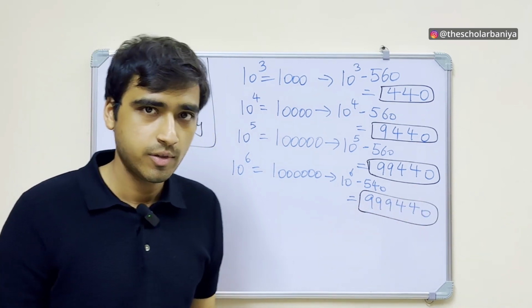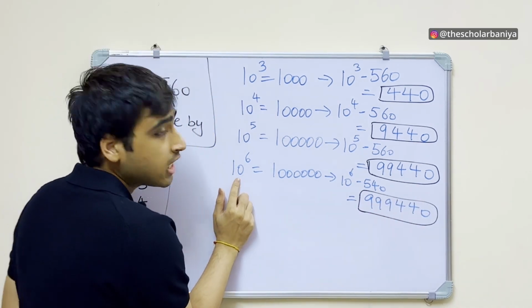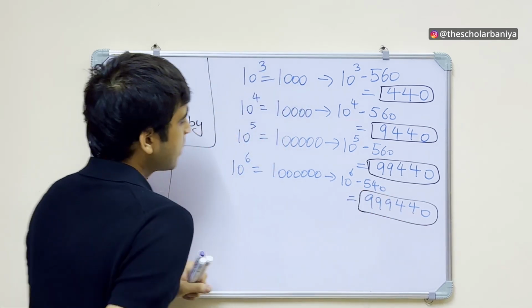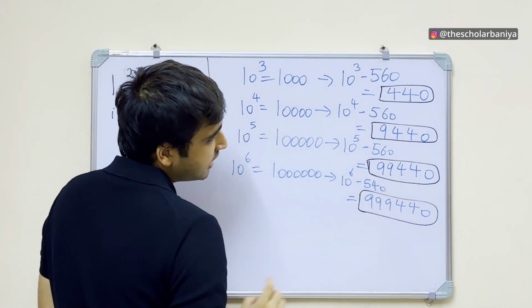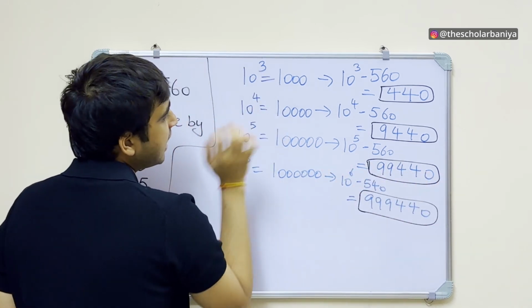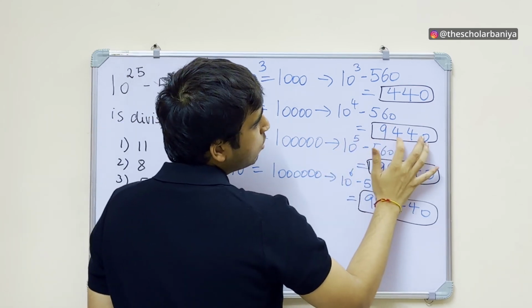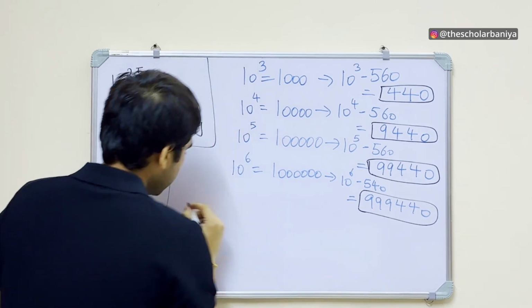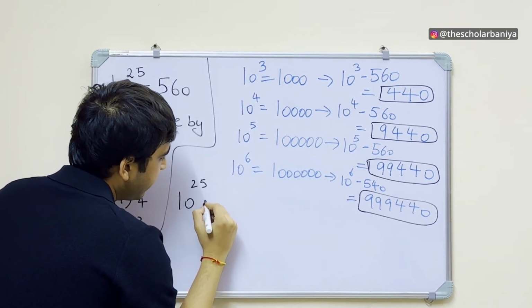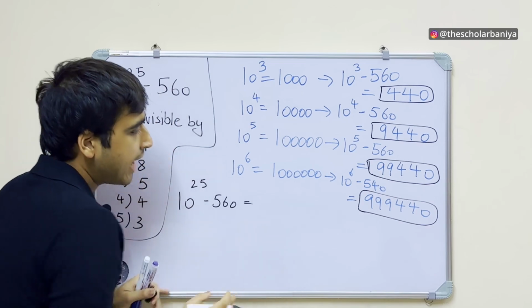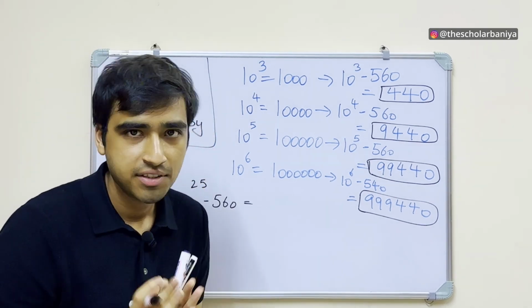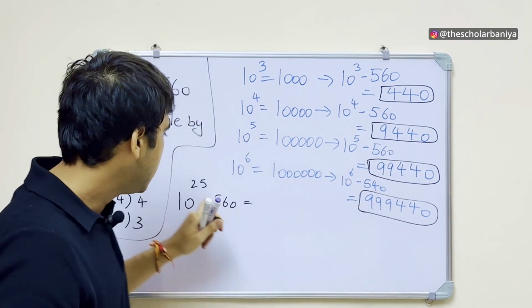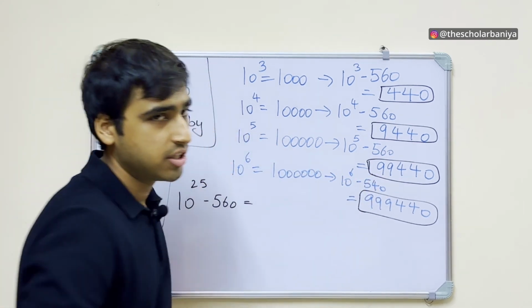For example, this is 10 to the power 6. How many digits are there? 1, 2, 3, 4, 5, 6. This is 10 to the power 5. How many digits are there? 1, 2, 3, 4, 5. This is 10 to the power 4. How many digits are there? 1, 2, 3, 4. Right. So now if I do 10 to the power 25 minus 560, I know how many digits will be there. There will be 25 digits, because when it was 6, there were 6 digits, and when it was 5, it was 5 digits. So similarly, when it is 25, there will be 25 digits, right?